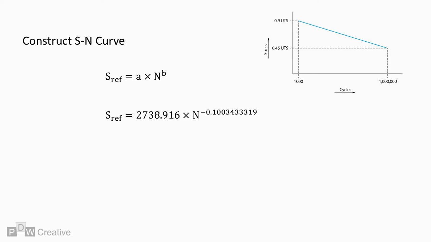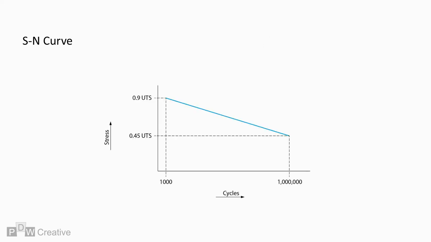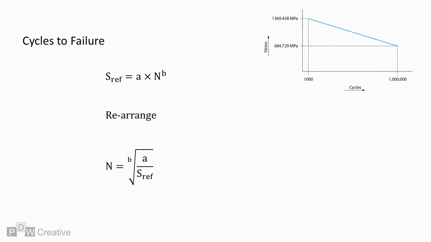Next, we could input a number of cycles to check the failure stress. We could even put a million cycles in to check the minimum stress for infinite life. We can replace the SN curve percentages with our reference stresses. In essence, this gives us the stress for infinite life, but we want to check our design stress. We can arrange the reference stress equation to work out cycles to failure. The equation becomes n equals the b-th root of a over reference stress.